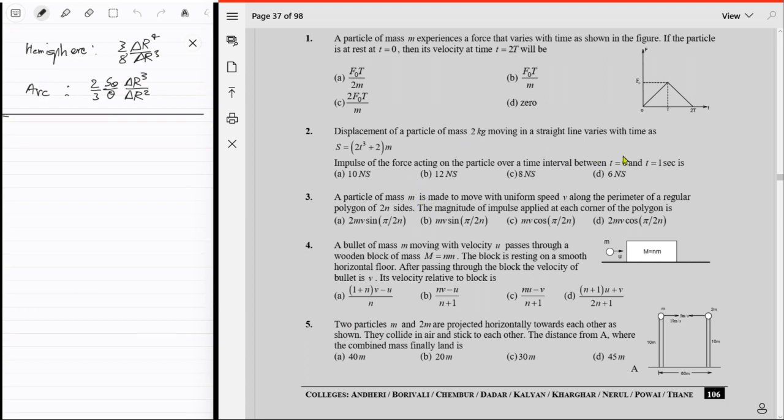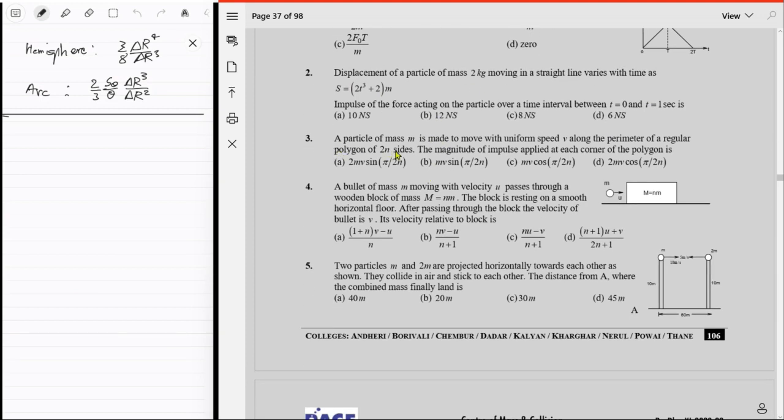Just the change in momentum, all that stuff. So mass 2 times change in velocity. Velocity is just given by the derivative, which is 6t squared. So the change from 0 to 1 is just 6. So 6 times 2 is just 12 Newton seconds. So B should be the thing.